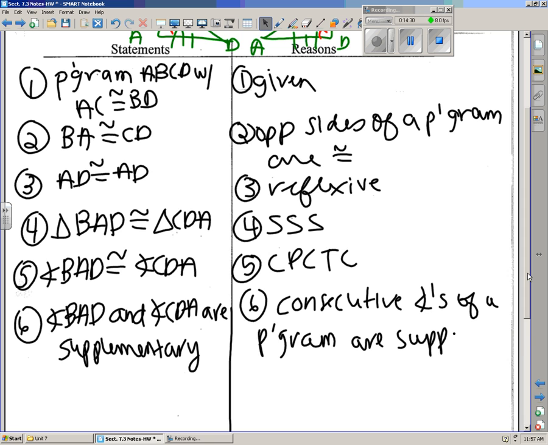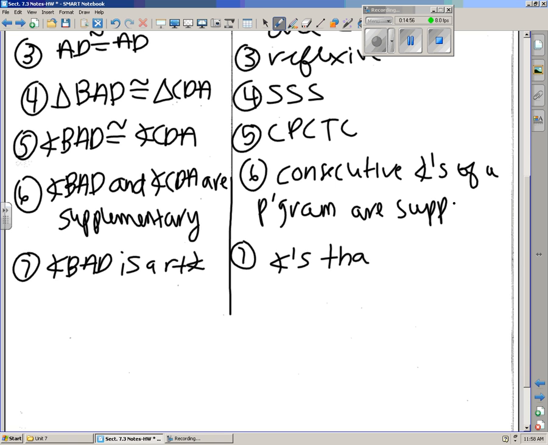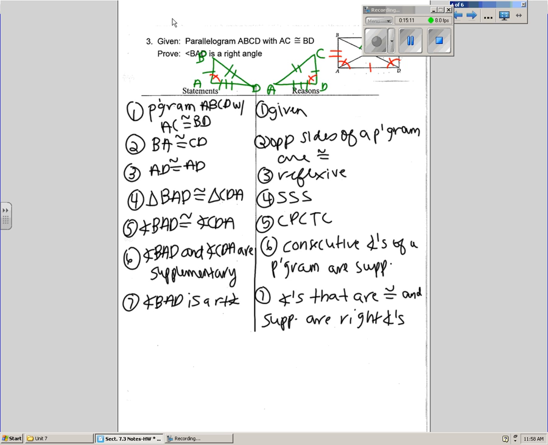And then what we can finally say is, all right, well, if those guys are supplementary and those guys are congruent, then we have to know that angle BAD is a right angle. And for that reason that we just said, angles that are congruent and supplementary are right angles. All right, let's try to digest this guy too.